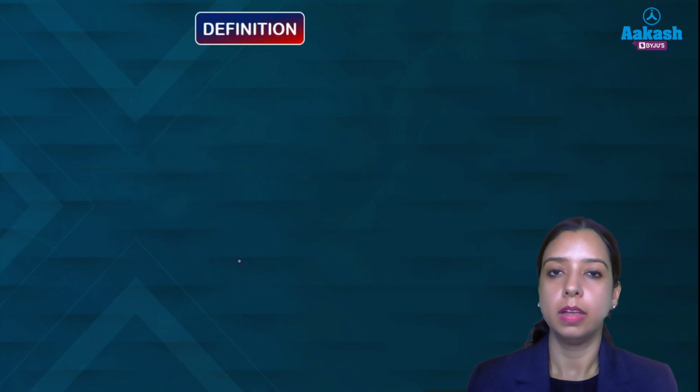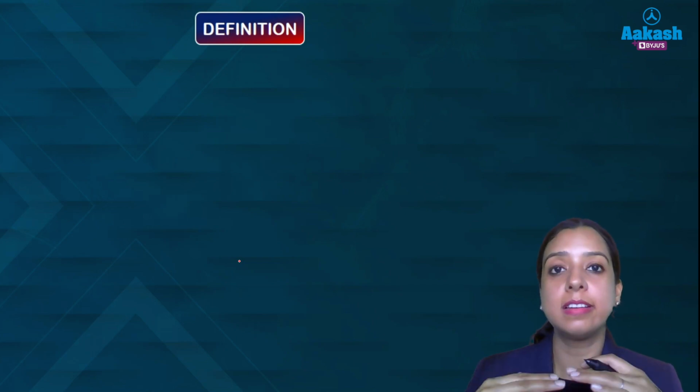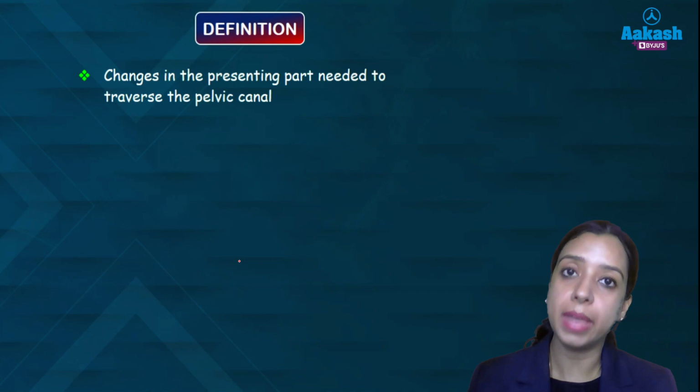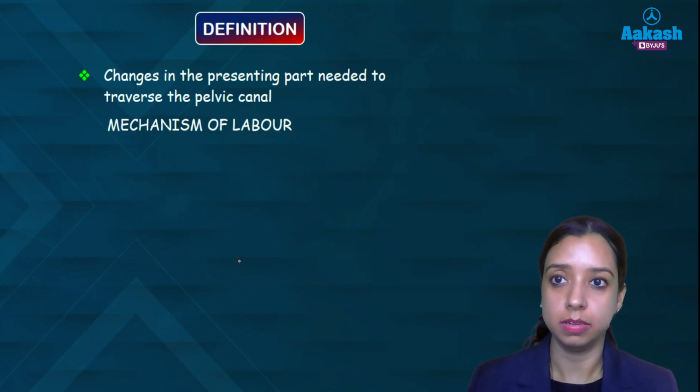So first of all, definition. What is labor? Labor is all the changes which are occurring in the presenting part. Now the presenting part can be head, it can be breech, whatever is your presenting part. All the changes that are occurring in the presenting part while it is traversing through the pelvic canal, that is the mechanism of labor.